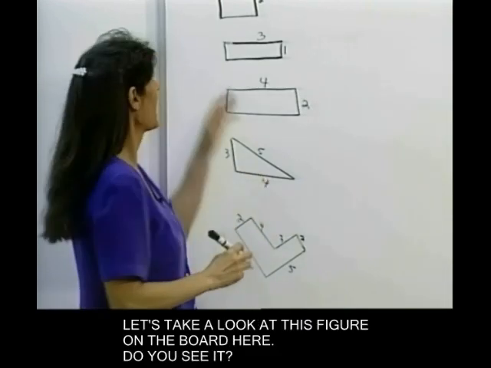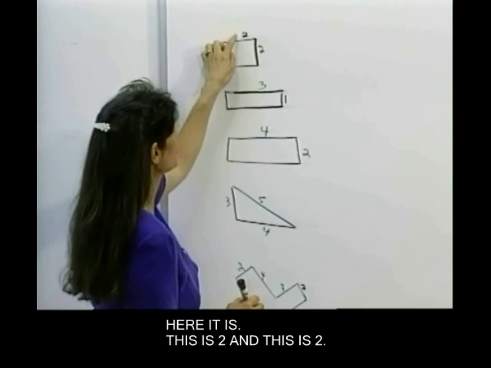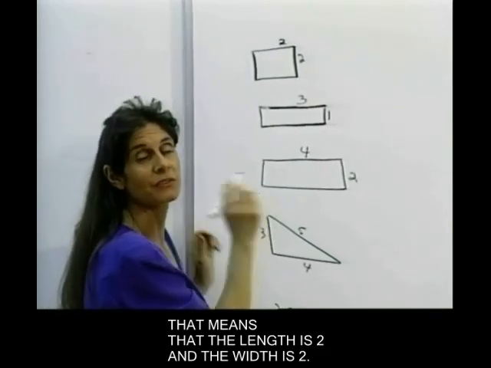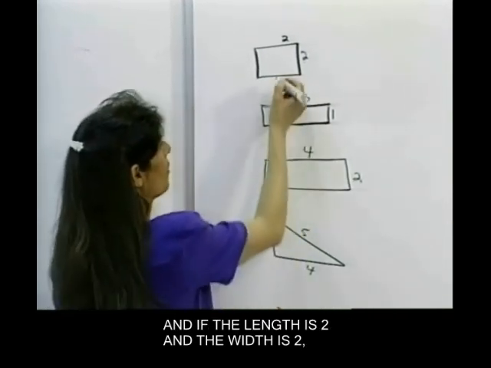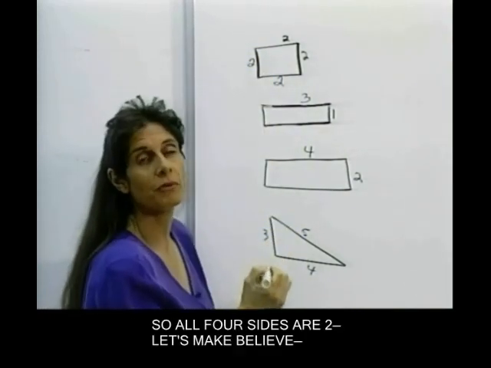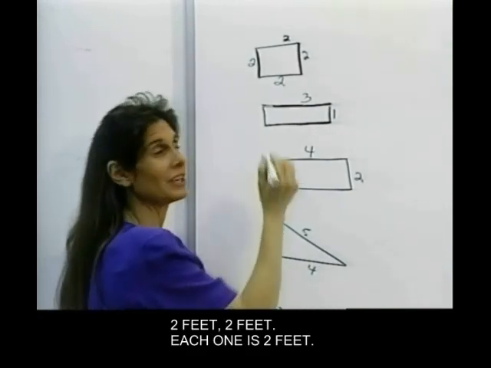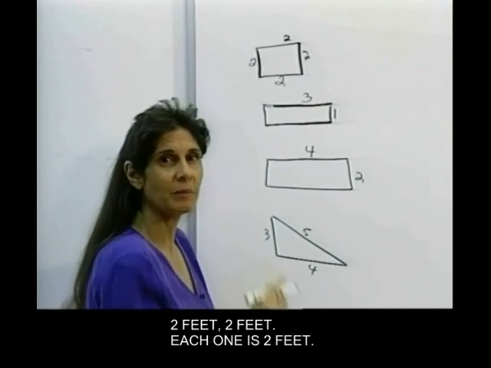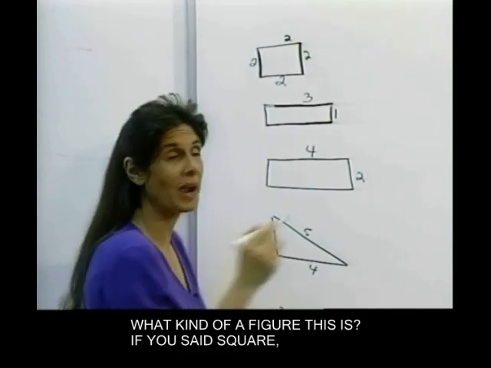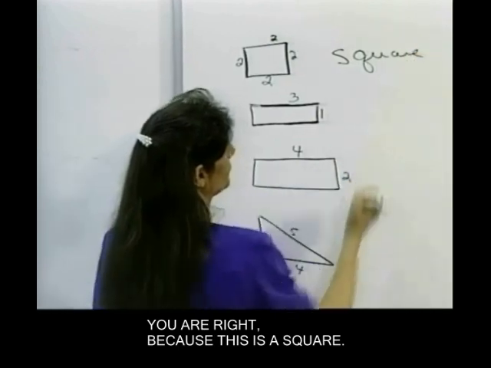Let's take a look at this figure on the board here. Do you see it? Here it is. This is 2 and this is 2. That means that the length is 2 and the width is 2. And if the length is 2 and the width is 2, well, that means that this is 2 and this is 2. So all 4 sides are 2. Let's make believe 2 feet. Each one is 2 feet. Tell me now, can you tell me what kind of a figure this is? If you said square, you are right, because this is a square.